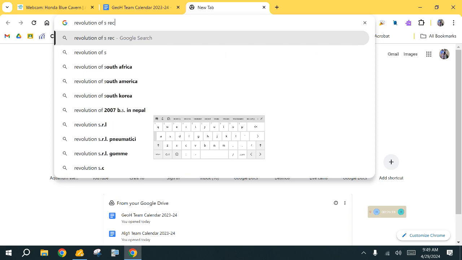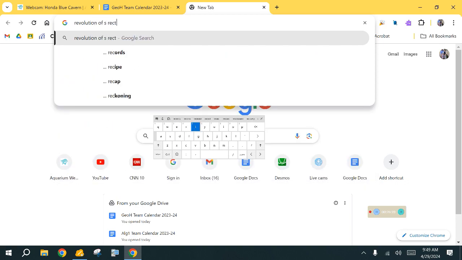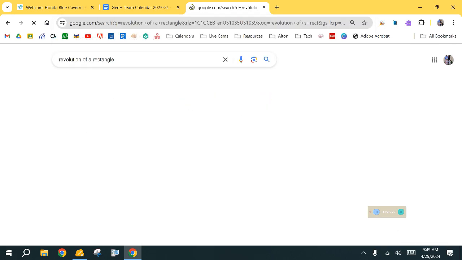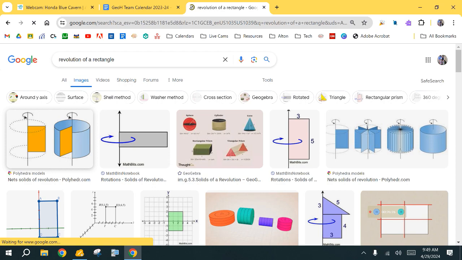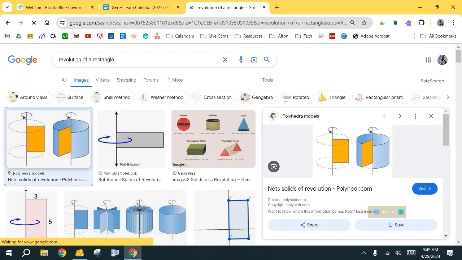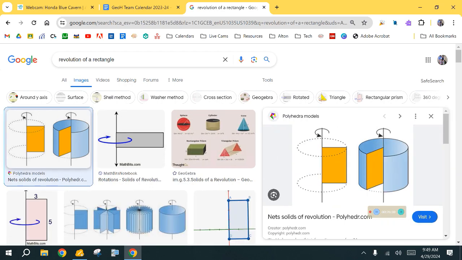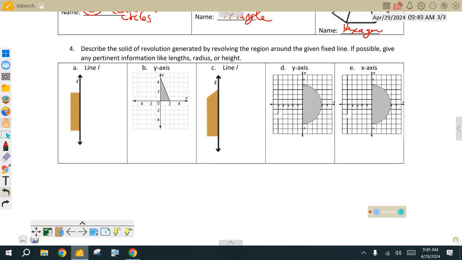So revolution of a rectangle. So that's what we're creating as you spin that rectangle around. Revolving it around that line, yep, you're creating that cylinder shape. So we get ourselves a cylinder.